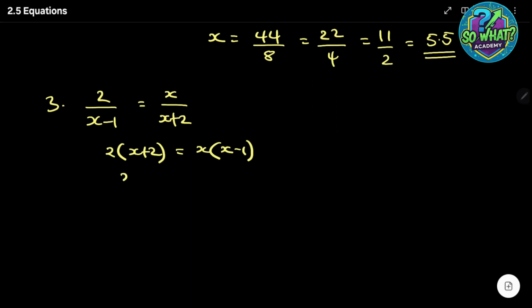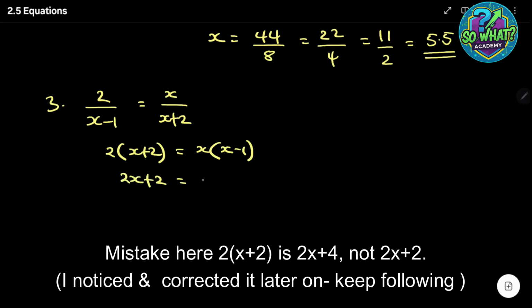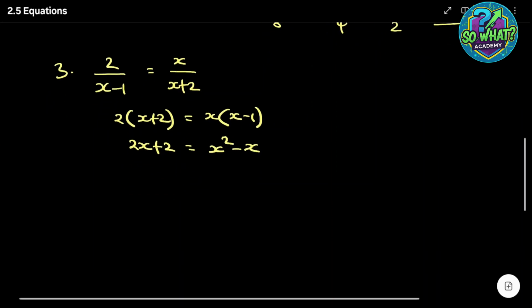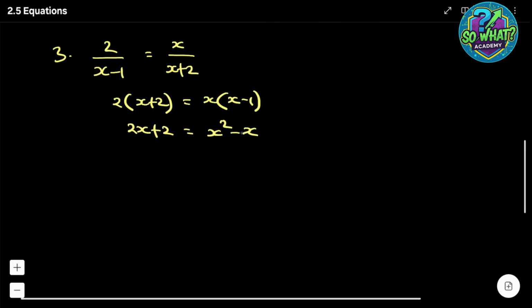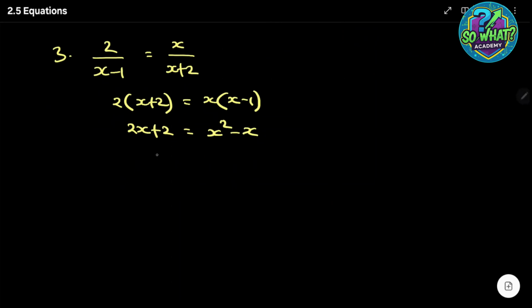Multiply through, this will be 2x plus 4 is equal to x squared minus x. When you see this squared coming in, just know we have to solve it quadratically, either using the quadratic formula or using the factorization method that we've learned. Next, collect like terms. In fact, since x squared is on the other side, I'm going to take all these to the other side. So on this side only a 0 will remain, equals x squared minus x.